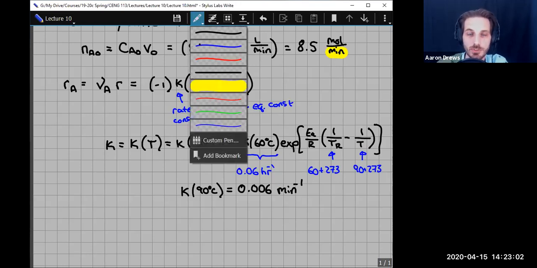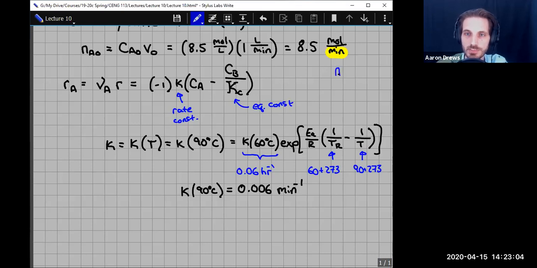That's a good question. It's worth a little aside here. In the previous lecture, we had A goes to B, and so we would write R is equal to K times CA. This is because that reaction was irreversible. Right, so the key difference between last lecture and this lecture is the reversibility of the reaction.